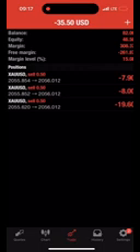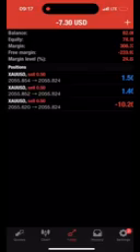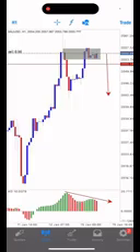Let's watch out how the market is really going to react. The awesome oscillator is also showing us a bearish momentum, so let's expect this market to drop.